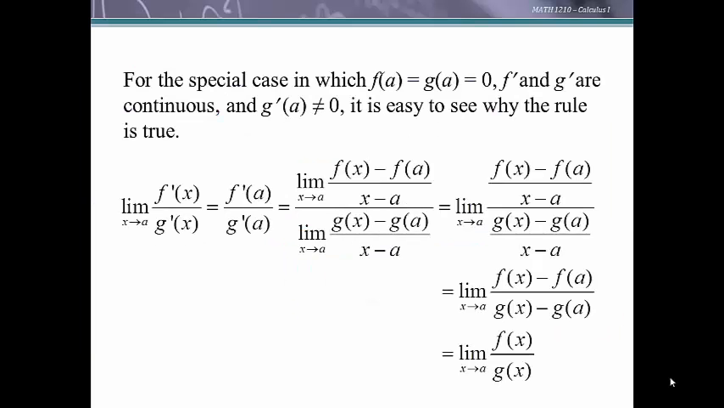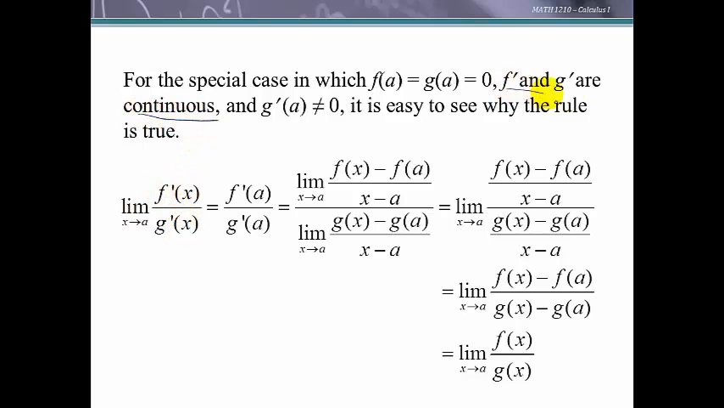I'm going to look at a proof of this in the special case, and the general proof is much more involved. So our special case is f of a equals g of a equals 0. We have f prime and g prime are continuous, and the derivative of g at a is not 0. And it'll be easy to see then why the rule would be true here. We're actually going to start with the right-hand side of the rule and come up with the left-hand side. So starting with the right-hand side, we have the limit as x approaches a of f prime of x over g prime of x.